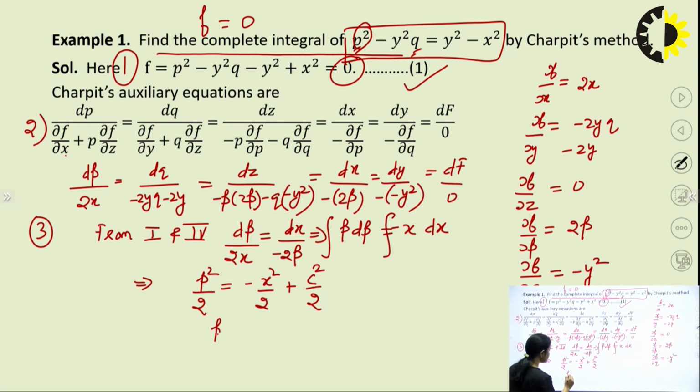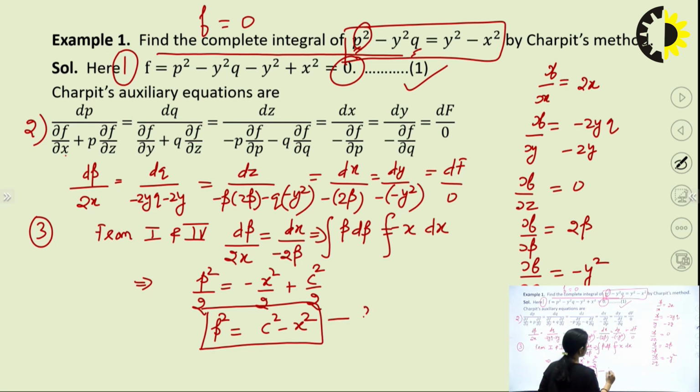Now just simplify it, and we obtain p² is equal to c² minus x². See, this relation contains p. So this relation can be taken as another relation between x, y, z, p and q. So we have two relations now between x, y, z, p and q. The first one is this and the second one is this. Now what we have to do? The next step is to solve equations 1 and 2 for p and q.